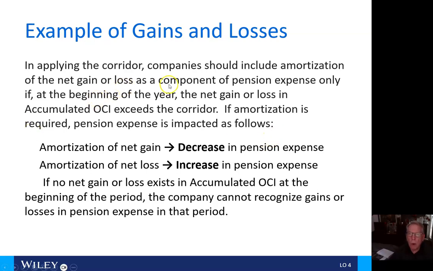So, in applying the corridor, companies should include amortization of net gain or loss as a component of pension expense only if, at the beginning of the year, the net gain or loss in accumulated other comprehensive income exceeds the corridor. If amortization is required, pension expense is impacted as follows. Amortization of the net gain will result in a decrease in the pension expense. An amortization of the net loss will increase the pension expense. So if no net gain or loss exists in accumulated OCI at the beginning of the period, the company cannot recognize gains or losses in pension expense in that period.